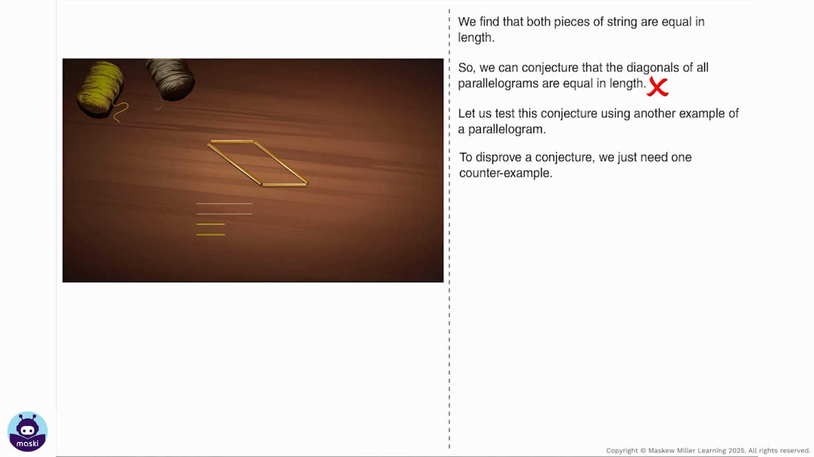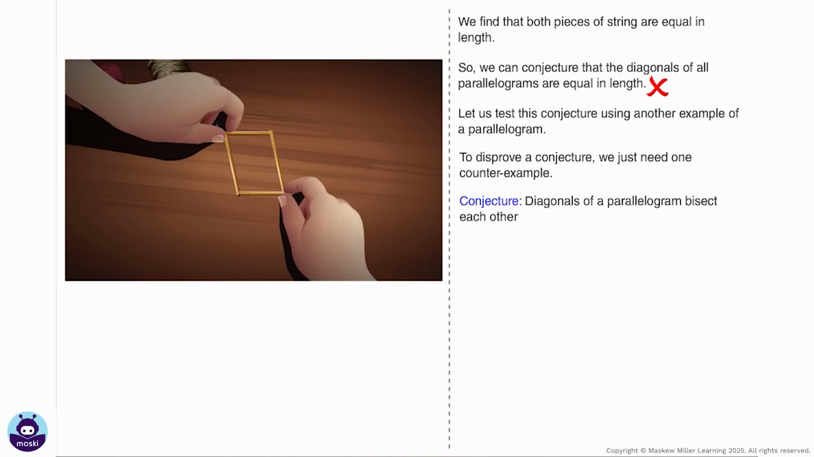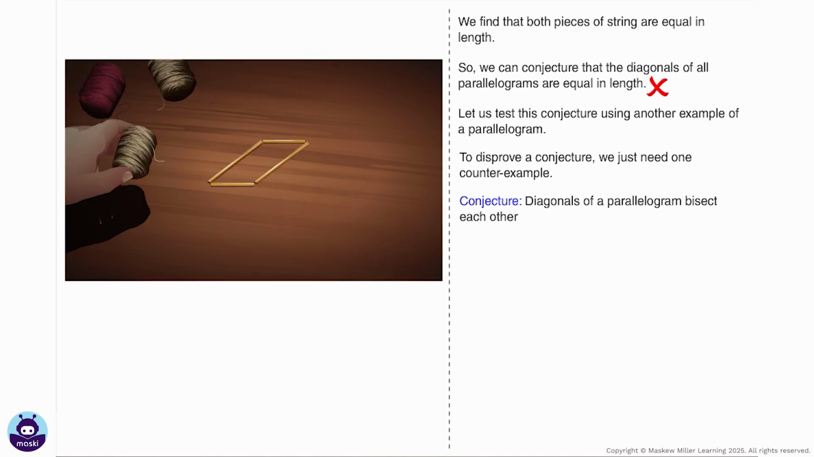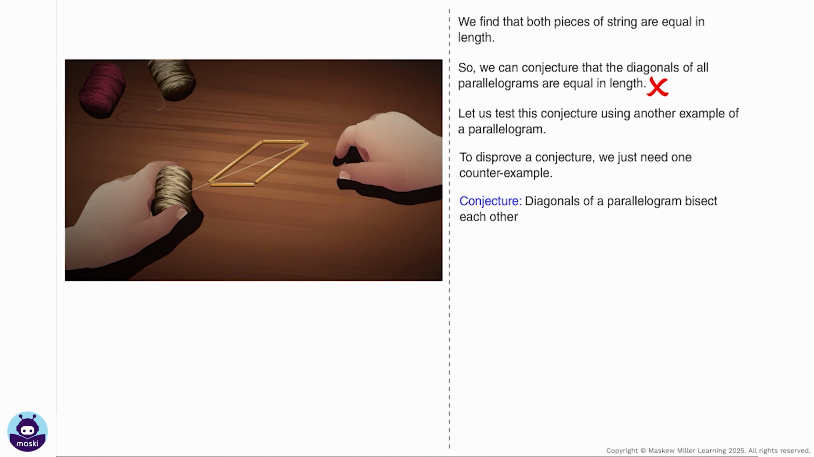The 2 yellow pieces are equal in length. The 2 white pieces of string are equal in length. Therefore, we can conjecture that the diagonals of a parallelogram bisect each other. We can test this conjecture by repeating this experiment with another parallelogram. We now change the angles of the parallelogram. Will this conjecture still hold true?